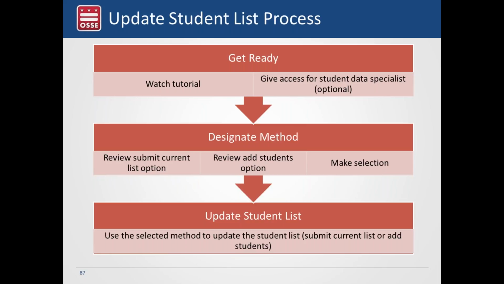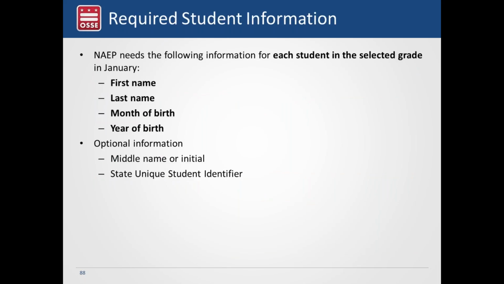NAEP will determine if those students will be added to the sample or not. In most cases in DC, if we have new students, they are likely to be added, but NAEP will make that determination. At this point in the process, you're simply going to indicate that, yes, our roster has new students, and these are those students. The only information you're going to need to provide is the first name of the student, last name, and the month and year of the student's birth. No additional information would be required.